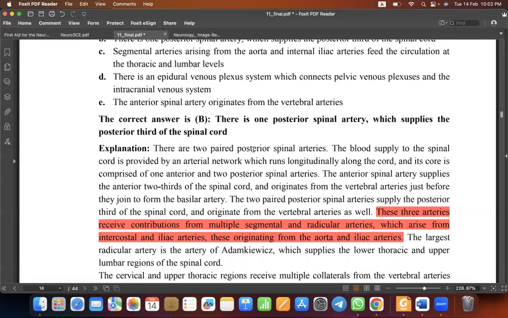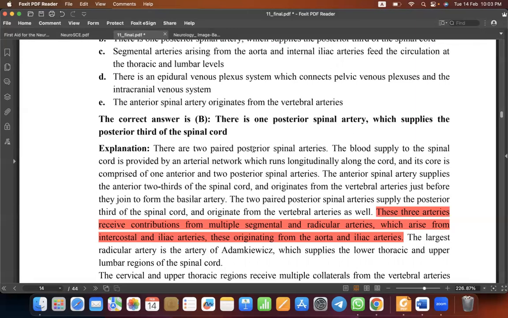Now, the option saying there will be 1 posterior spinal artery is incorrect. This is absolutely wrong. There will be 2 paired posterior spinal arteries. They supply the spinal cord, forming an arterial network. The anterior spinal artery supplies the anterior 2/3 of the spinal cord and originates from the vertebral artery. The 2 paired posterior spinal arteries supply the posterior 1/3 of the spinal cord and originate from the vertebral artery as well. So the anterior spinal and posterior spinal both come from the vertebral artery. We should always remember this as well.